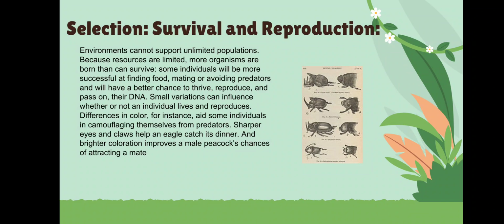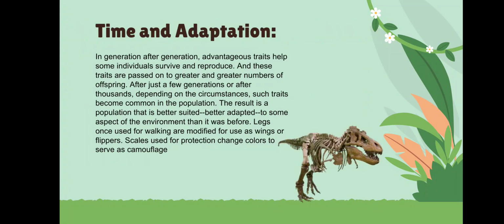Small variations can influence whether or not an individual lives and reproduces. Differences in color, for instance, aid some individuals in camouflaging themselves from predators. Sharper eyes and claws help an eagle catch its dinner, and brighter coloration improves a male peacock's chances of attracting a mate.